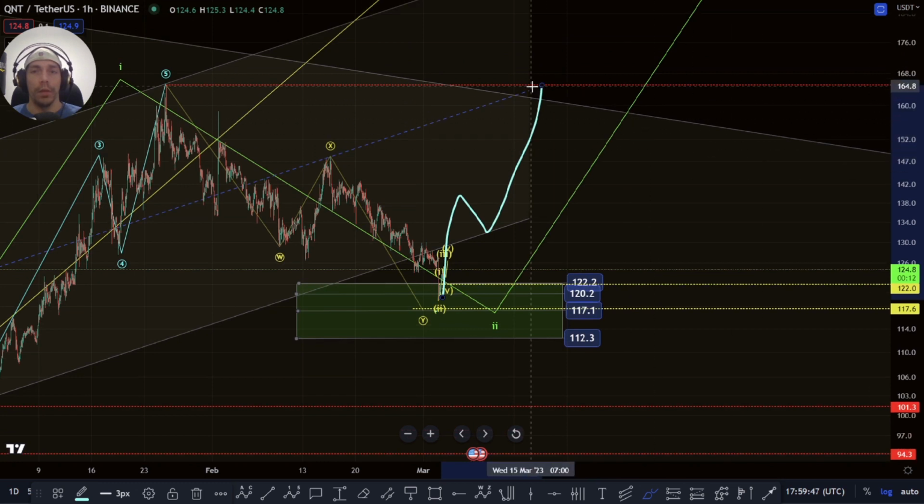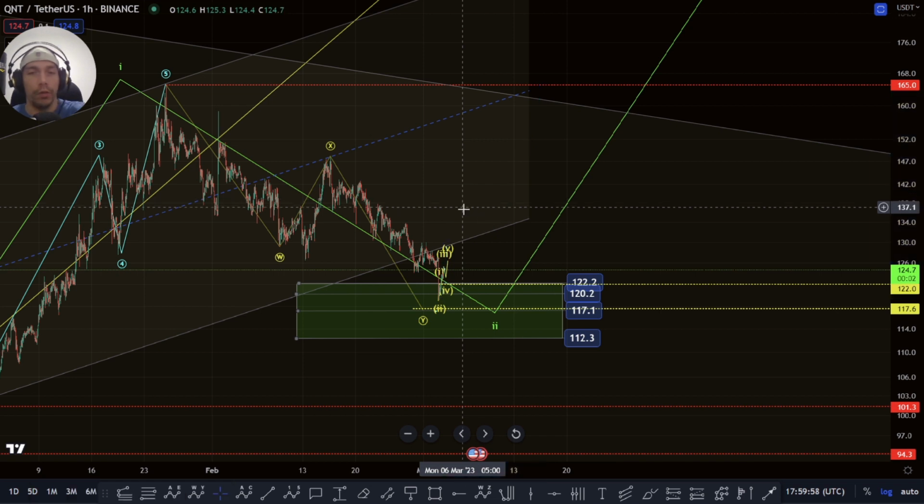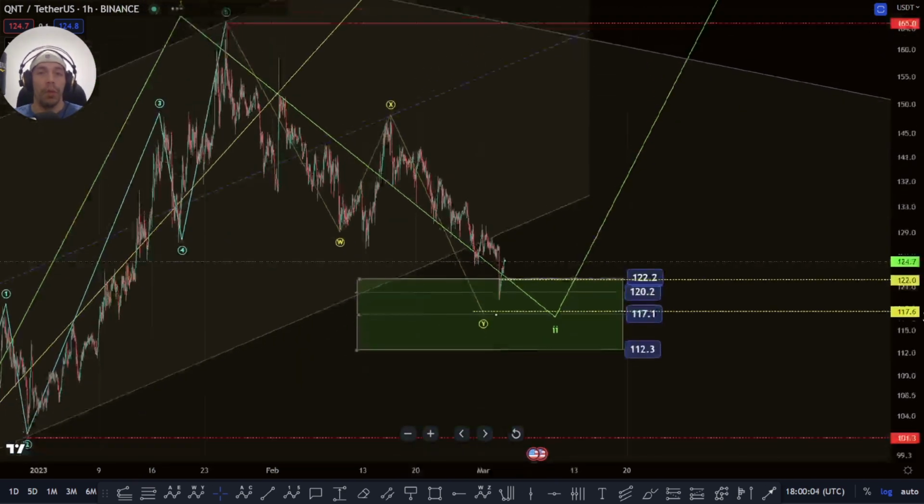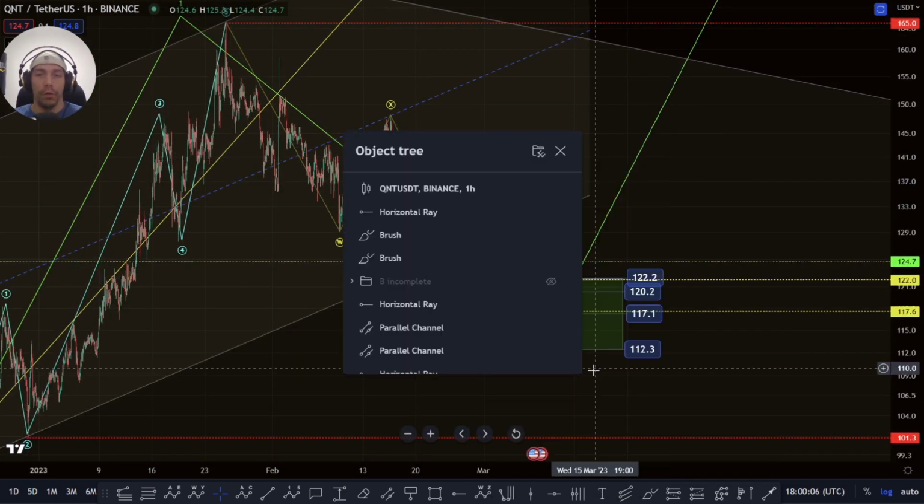But in the same vein, we'd also have to be aware we have this other channel sitting up here towards this high at about 165.1, where we could actually still get rejection. So we're going to have to keep an eye on those rejection areas that we talked about in the other options, the more bearish ones, where we're looking for that breakdown potential.